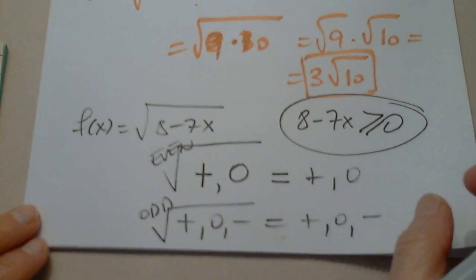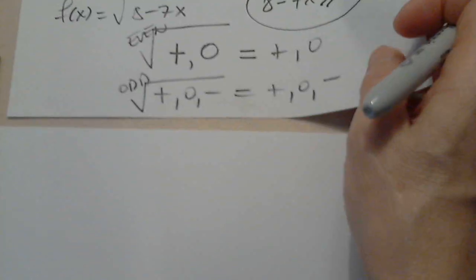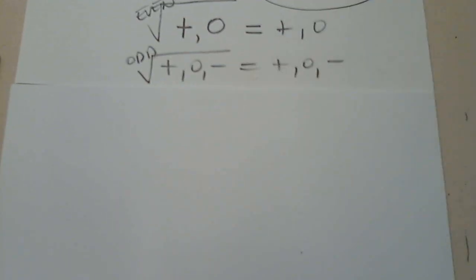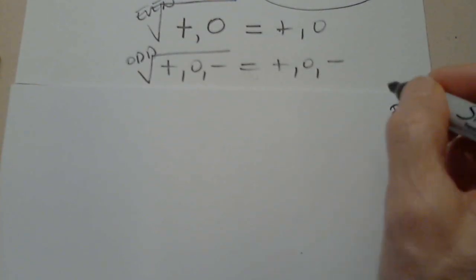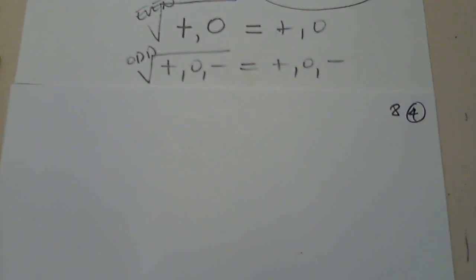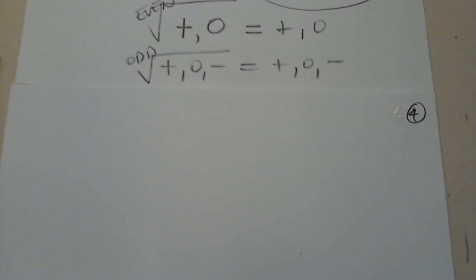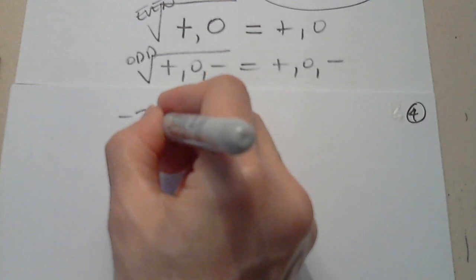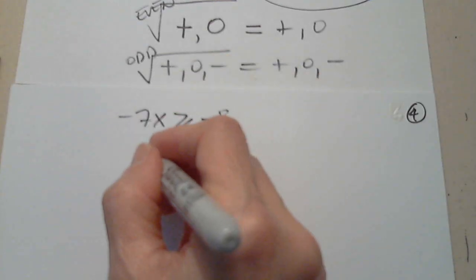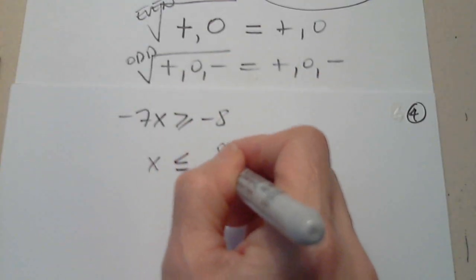Now I have to move 8 to the other side. Why am I saying 8? It's 4. It's just because I said 8. So we move 8 to the other side, we divide by -7, and we have to flip the inequality symbol. We know how to solve linear inequalities. So -7x greater than or equal to -8, so x is less than or equal to 8/7.